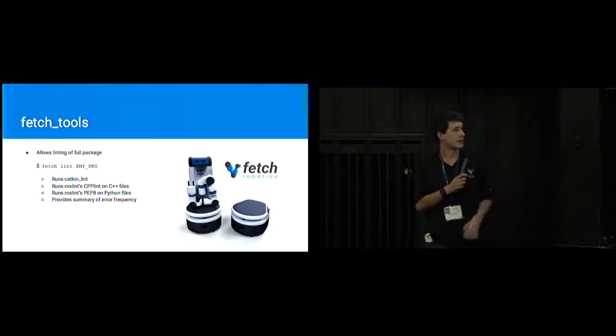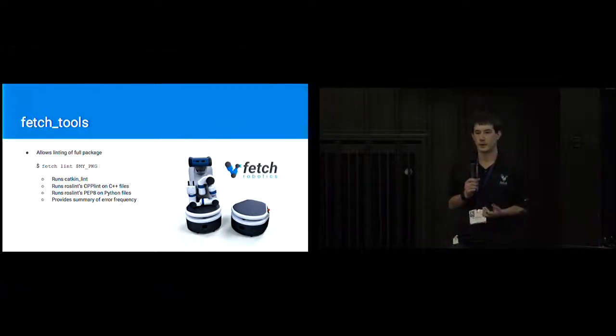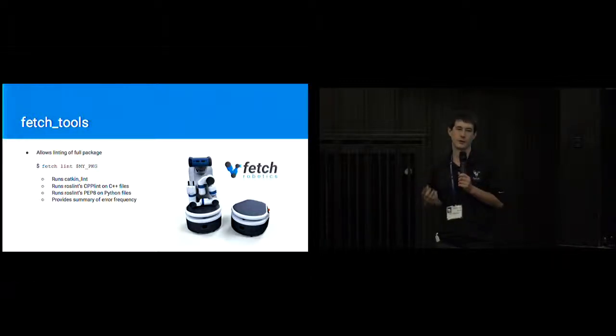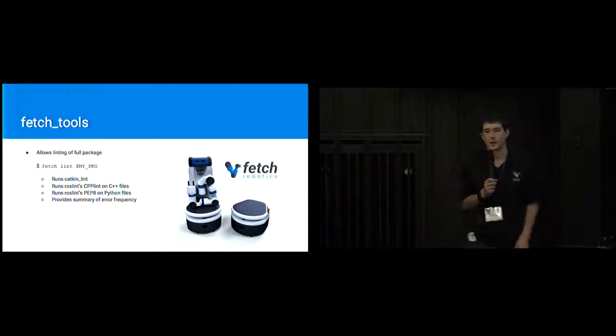And on top of that, there's a Fetch Tools package that has some utilities, including FetchLint, which will run Catkinlint and ROSlint, so that you can check a package and get a quick overview of where you're violating things and really drive up the code quality. We've been using these tools at Fetch, and we found them very helpful. If you're developing ROS packages, they're worth looking at just to make sure you're following the style guide and have high quality packages.